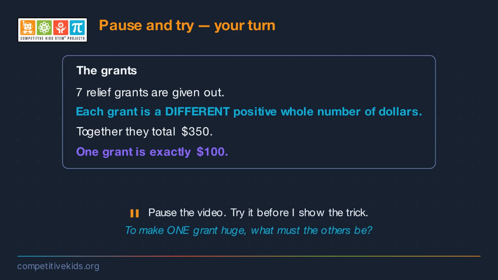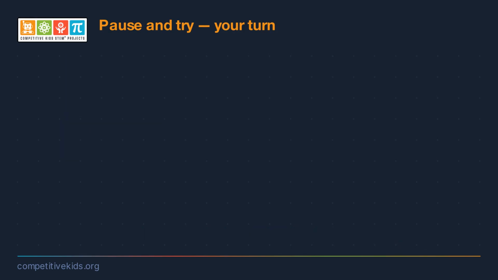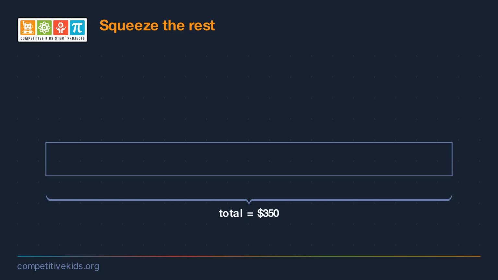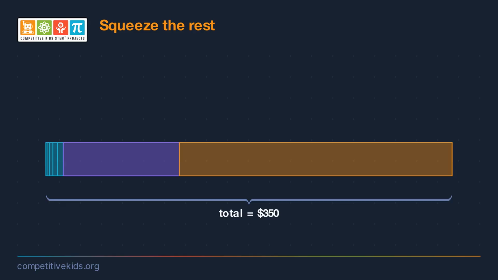Here is a first step. To make one grant huge, think about what the other grants must be. The total is fixed at $350. Picture the whole $350 as one long bar. We want one grant to be as big as possible, so every other grant must be as small as it is allowed to be.